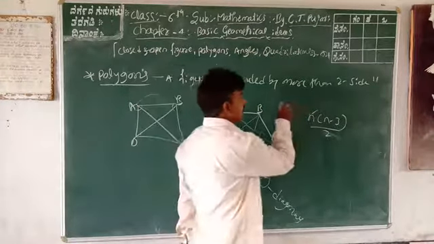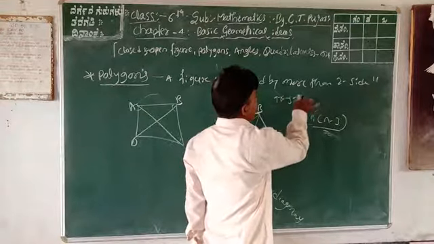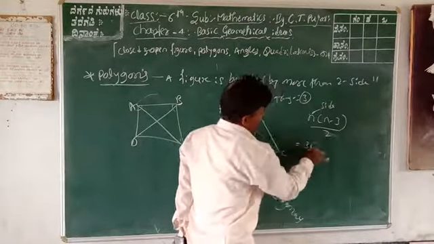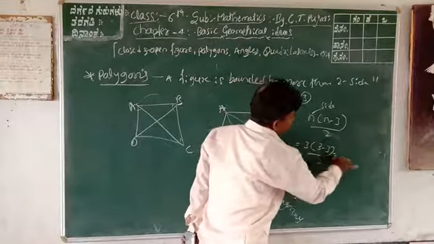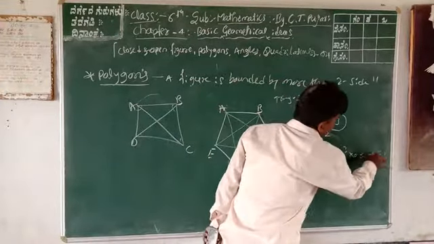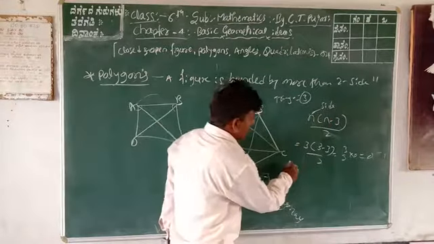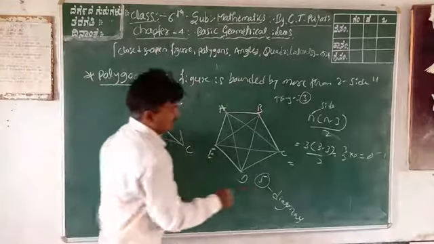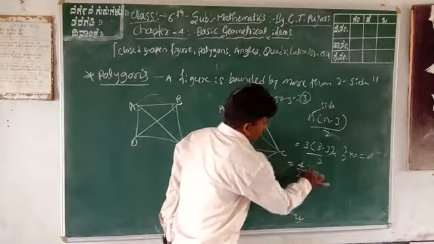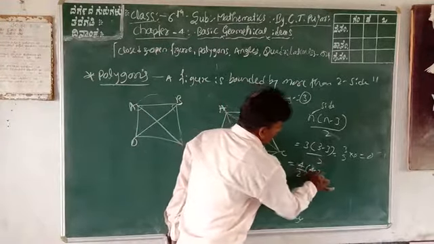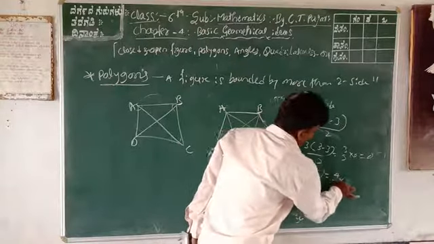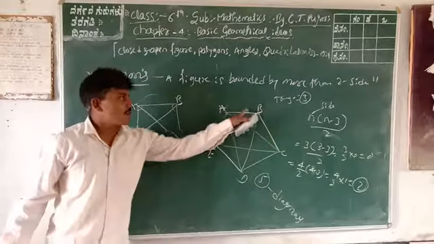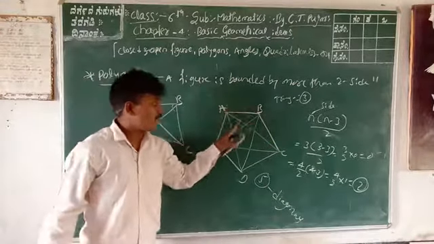Consider a triangle. A triangle has only 3 sides. n is the number of sides. Triangle: 3 into 3 minus 3 divided by 2 is 3 by 2 into 0, which is 0 diagonals in a triangle. But quadrilateral, how many sides are there? 1, 2, 3, 4 sides. Therefore 4 by 2 into bracket of 4 minus 3, therefore 4 by 2 into 1, therefore only 2 diagonals in a quadrilateral.